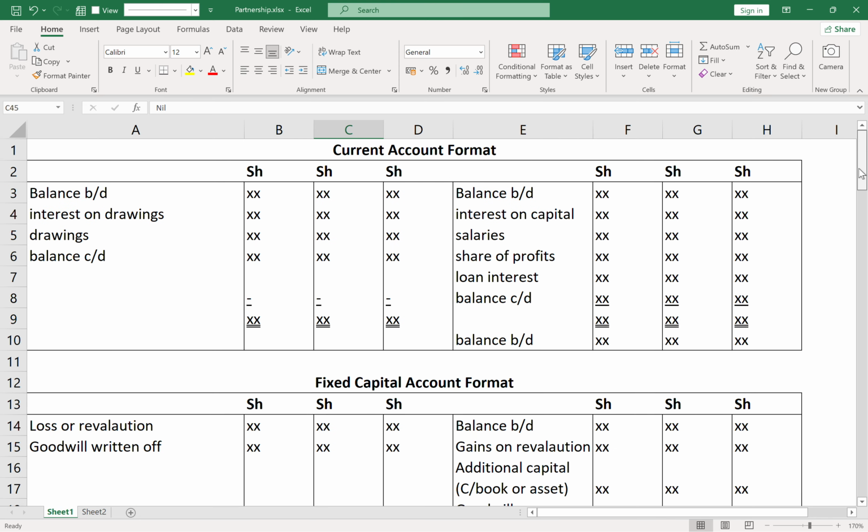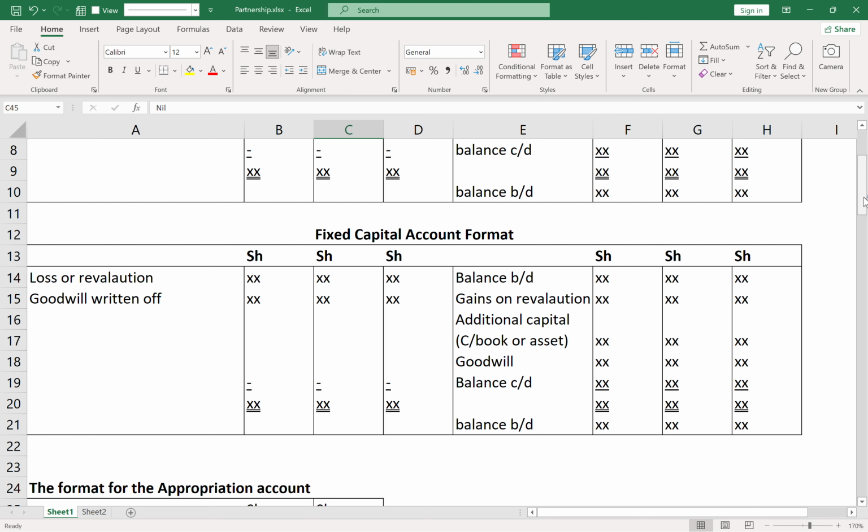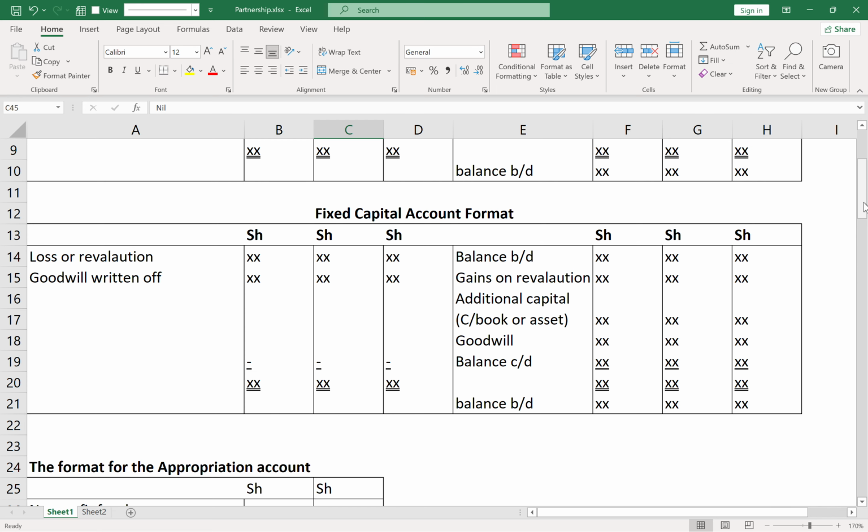So let me give you a minute to take the screenshot for the current account. And please, if you have any question, write in the comment. I'll get back to you in a moment, as well as any personalized question. You can reach me through email or through the comments. You also have the fixed capital, you can take a screenshot for that.